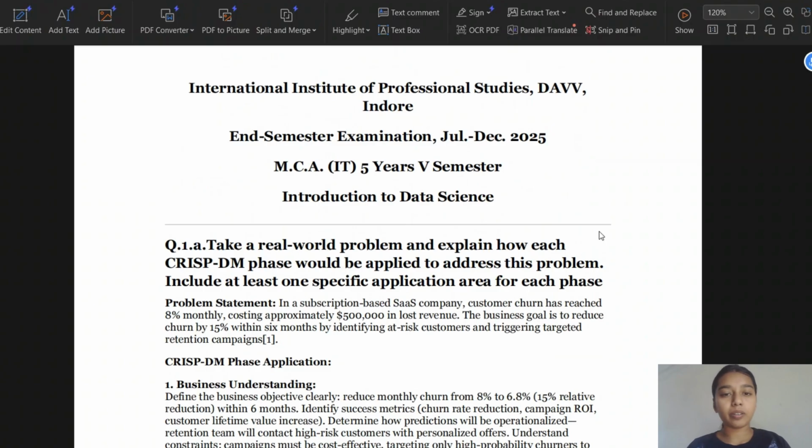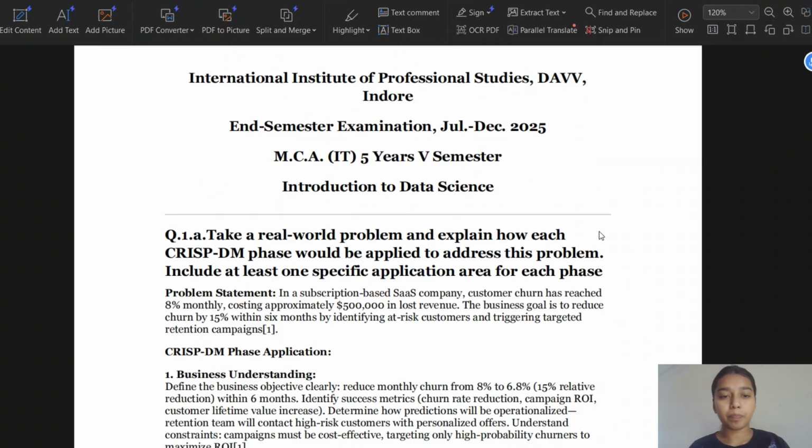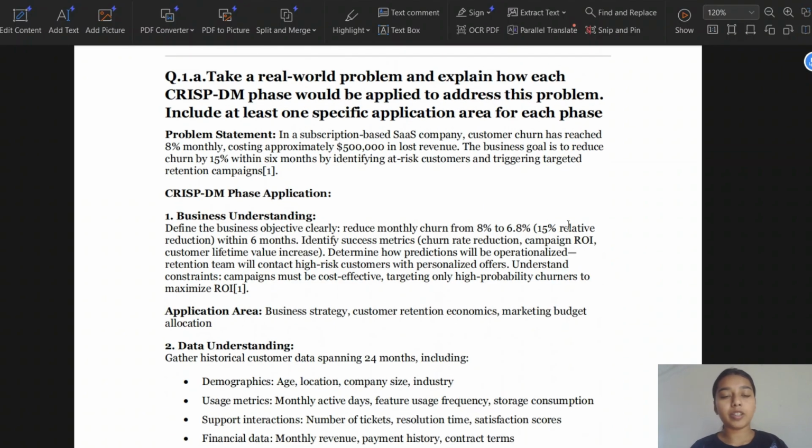Today we are going to discuss the solution of the ENDSEM examination of Introduction to Data Science. Question 1, first part: take a real world problem and explain how each CRISP-DM phase would be applied to address this problem. Include at least one specific application area for each phase.